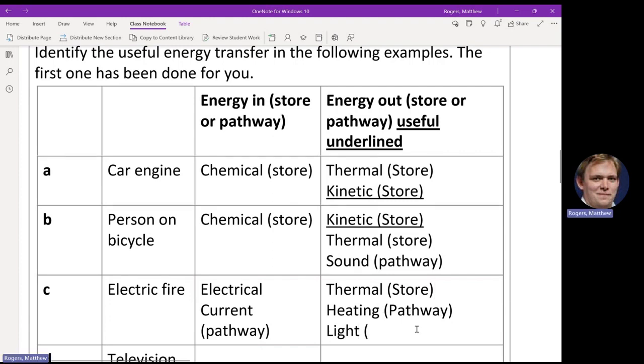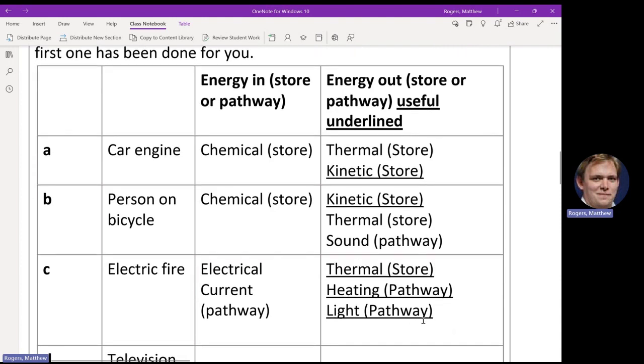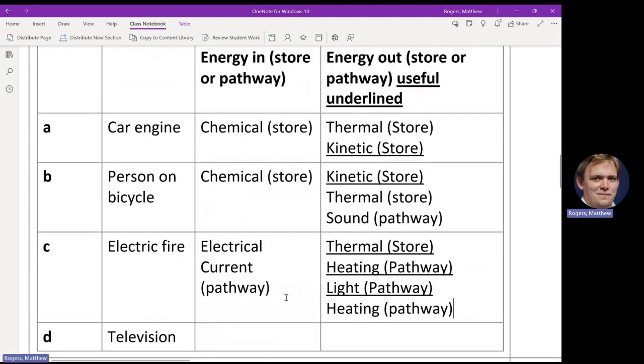Some light, which we know is a pathway. You could have put electromagnetic waves as well. If you think the fire part of it is to look nice, then I think we could say these are all useful. With that in mind, we might be tempted to think that this is 100% efficient. So it might be worth saying that there's probably going to be some heating into the room that doesn't go to the place that we want. So perhaps some heating is not useful from this.